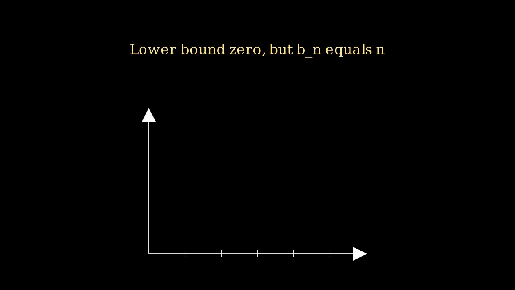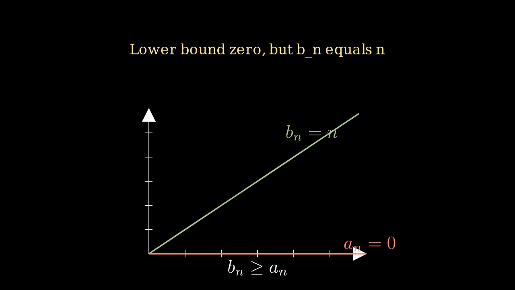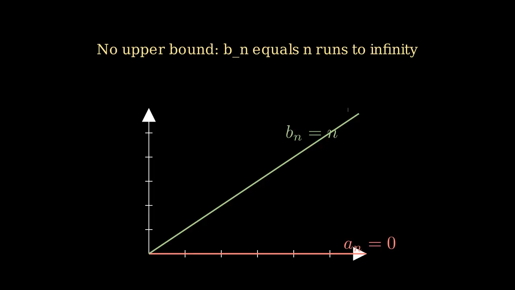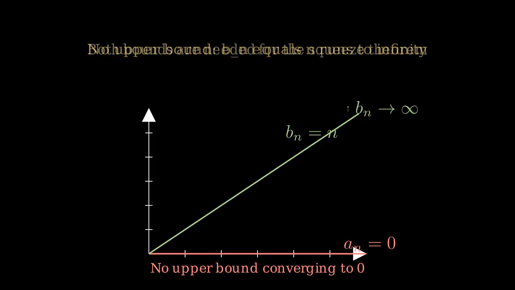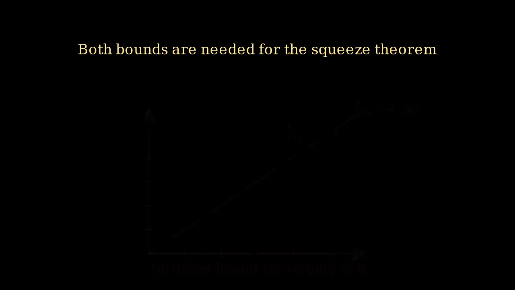Now let us look at why both an upper bound and a lower bound are truly necessary using a pathological example. Let a sub n equal 0 for every n, so this constant sequence converges to 0. Let b sub n equal n itself, so b sub n is 0, 1, 2, 3, and so on. Notice that b sub n is always greater than or equal to a sub n, so we have a lower bound converging to 0. But there is no upper sequence here squeezing b sub n back down towards 0, and indeed b sub n equals n grows without bound, running away to infinity, even though its lower bound sits happily at 0.